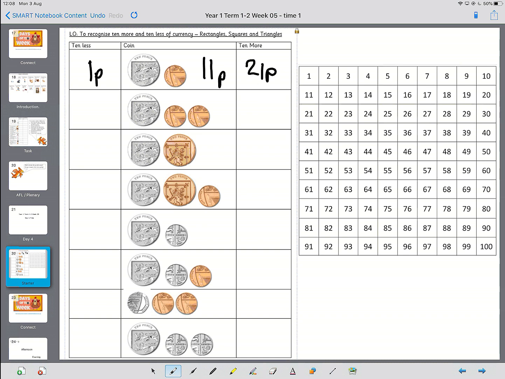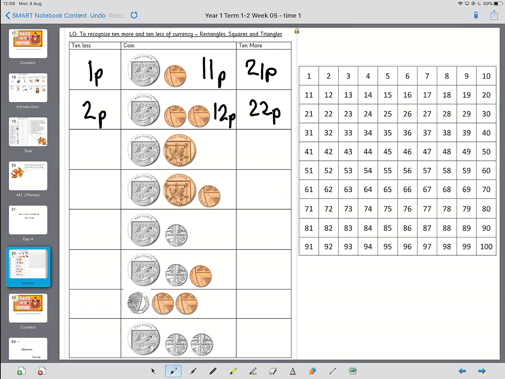So this one is 12p. Start with 12, count back 10. 1, 2, 3, 4, 5, 6, 7, 8, 9, 10. So that becomes 2p. And again, we know that if we are taking away 10, we move up on the number square. And if we're increasing by 10, or doing 10 more, we move down. So that then makes it a lot easier.